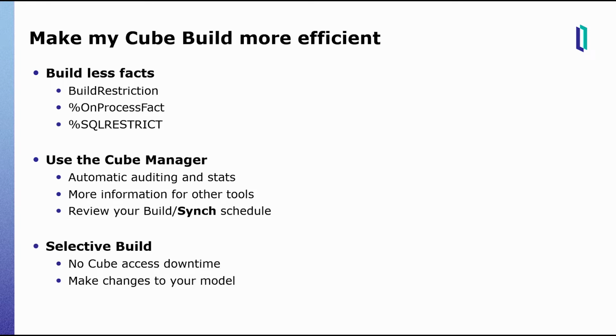Selective build is a cool one for people who are deployed, right? They have users, they cannot just change the model and bring the model down. So this is a way to add a specific new level or measure, or maybe fix a typo, and you can do it while the cube is still active. So it's a way to make changes to your model without compromising the uptime.